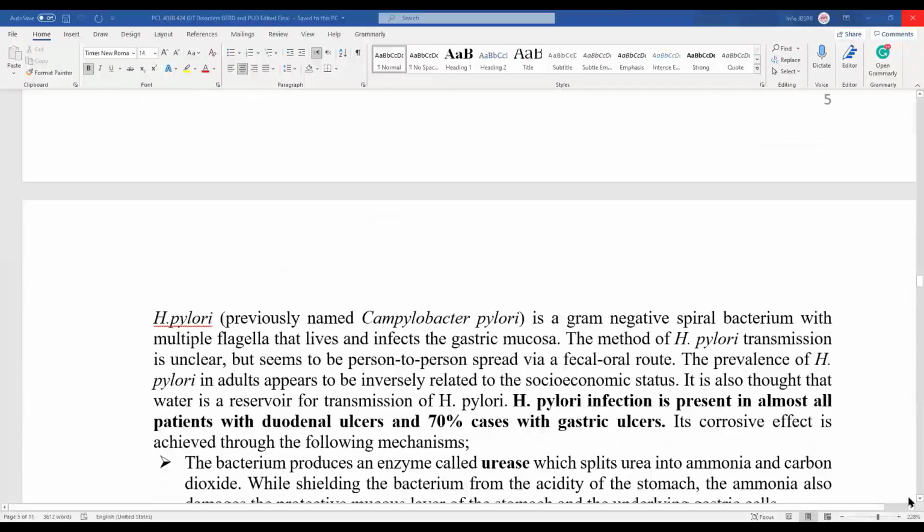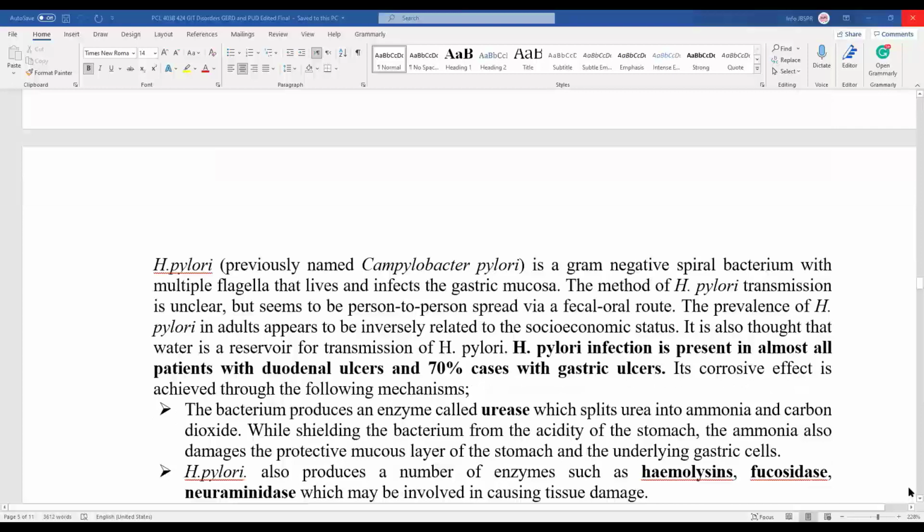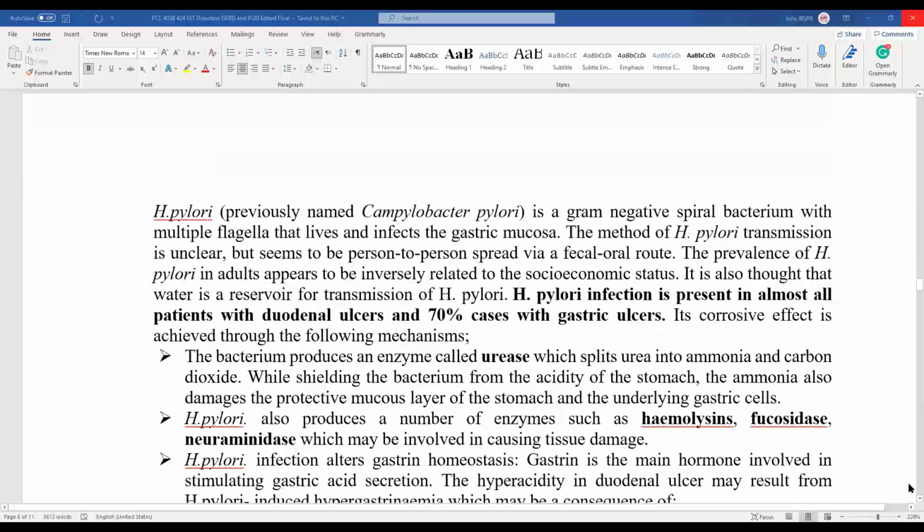Now, H. pylori was called Campylobacter pylori previously. It's a gram-negative bacterium that lives and infects the gastric mucosa. The H. pylori can be spread from person to person via fecal oral routes. And it's been found that for duodenal ulcer, H. pylori is always present. But for gastric ulcer, about 70% of the cases.